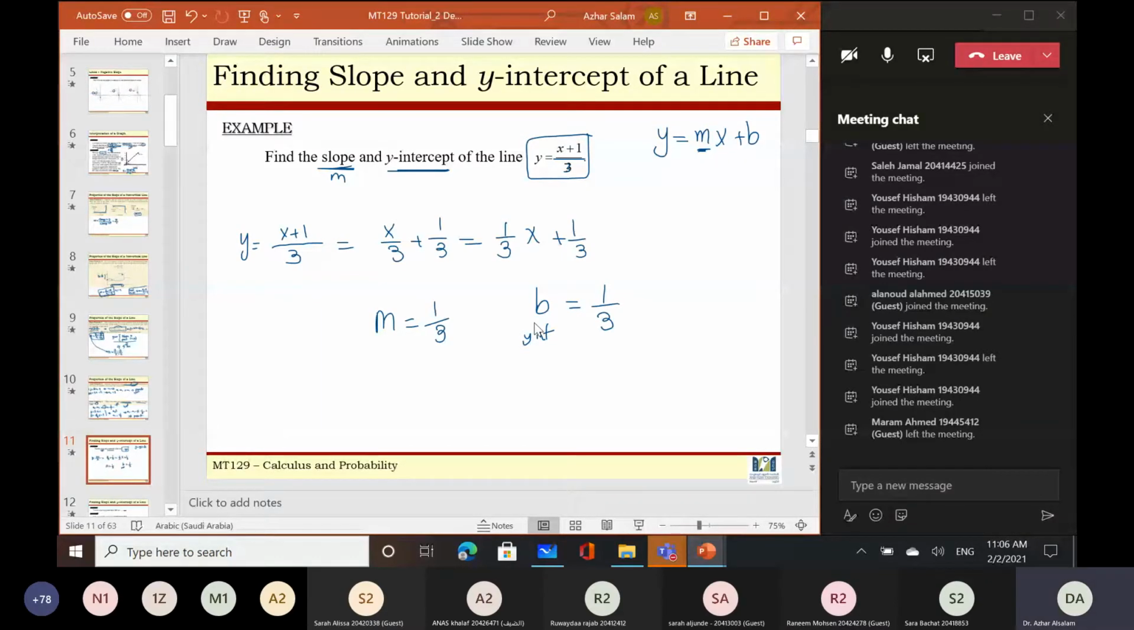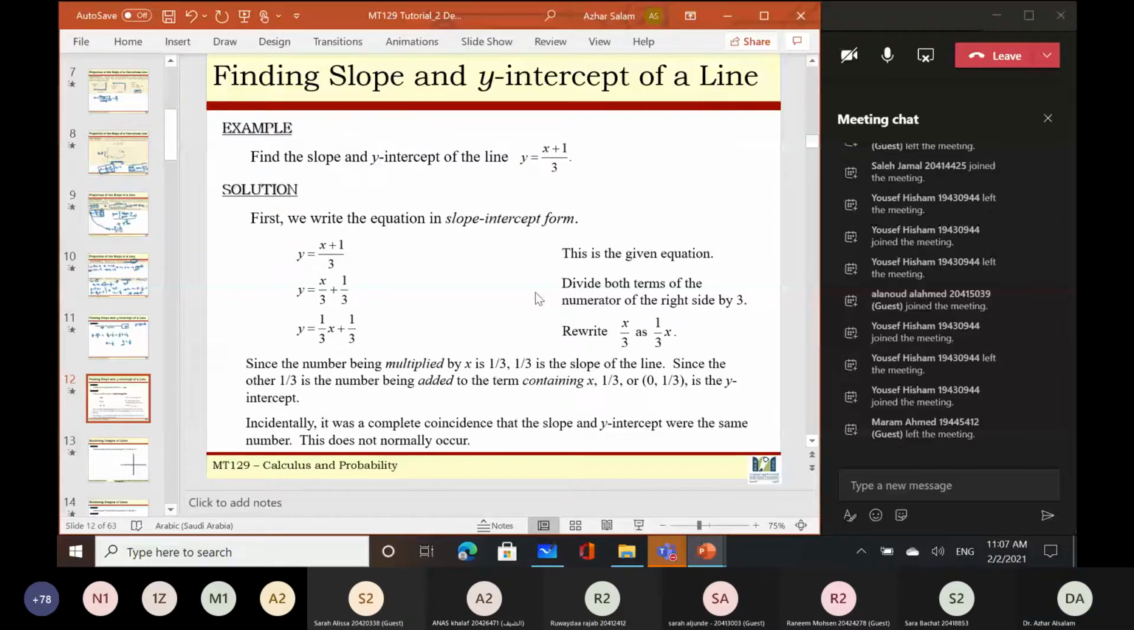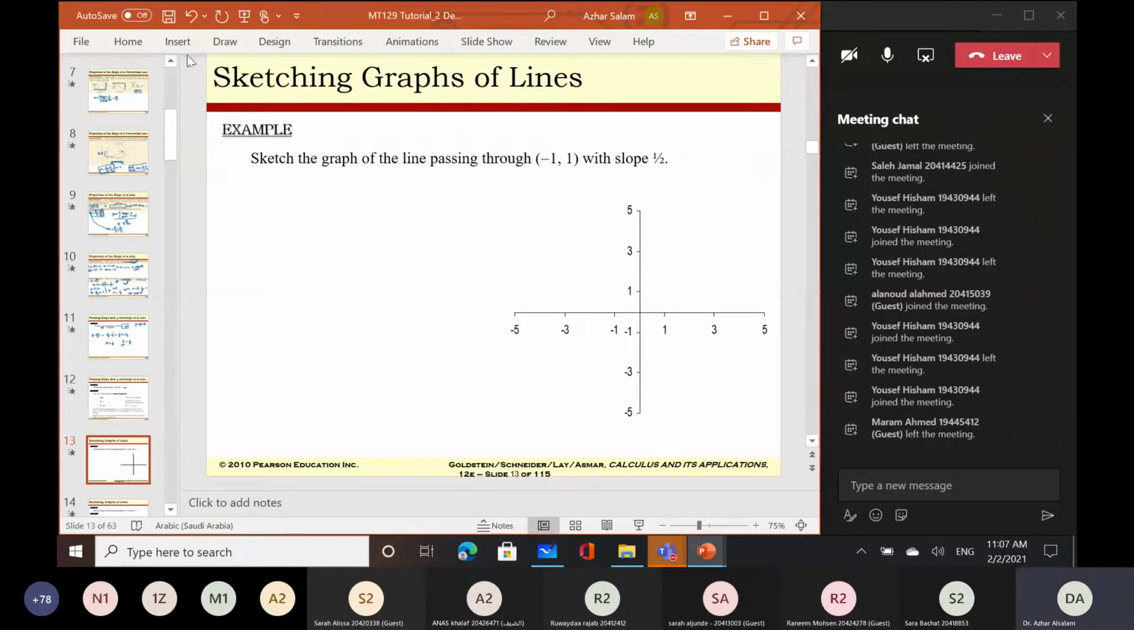Okay, this is the answer. And it's actually a special case which I have equality between the slope and the y-intercept. This is not always the case. This is a special case. مش دائما يكون الميل يساوي المقطع الصادي. هذه حالة خاصة في هذا المثال. Okay, this is the answer. And this is the same thing that we said, complete coincidence. Coincidence اللي هي صدفة مصادفة أن كانت الواي انترسبت مساوية للميل. ليست دائما تكون هذه الحالة.